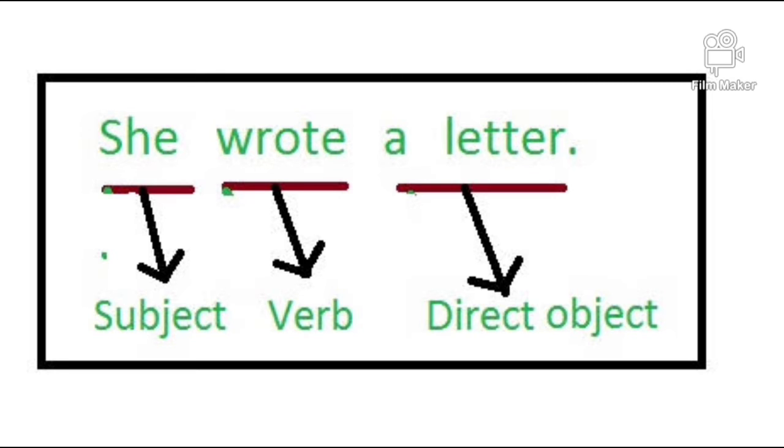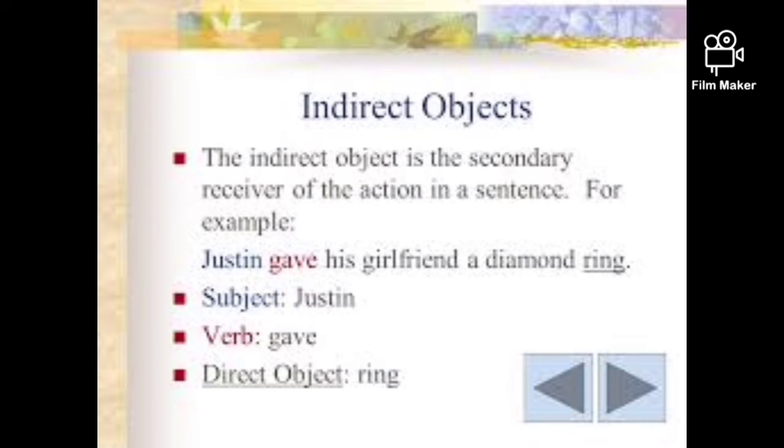One more example. She wrote a letter. As I told you, the subject is she. The subject is the one who does the action. So, who is doing the action here? She. And the action, till now we have seen, action words represent verbs. So what is the action here? Writing. She wrote a letter. So that is the direct object. What did she write? A letter.